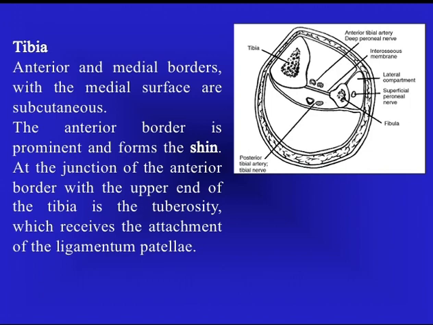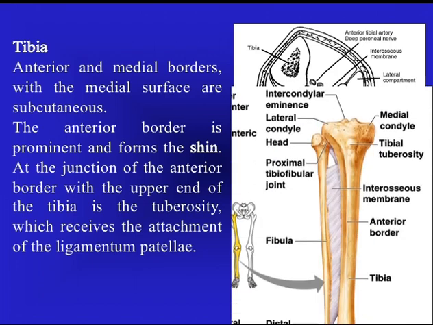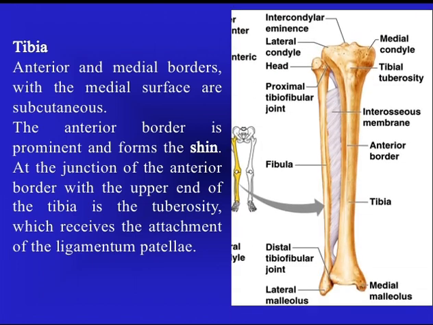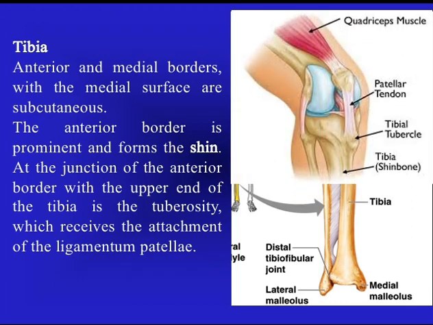At the junction of the anterior border with the upper end of the tibia is the tuberosity, which receives the attachment of the ligamentum patellae. So in the upper part of the anterior border, close to the knee, we have the tibial tuberosity giving attachment to the ligamentum patellae, or what we call the patellar ligament. This is the patellar tendon, and this is the tibial tuberosity.